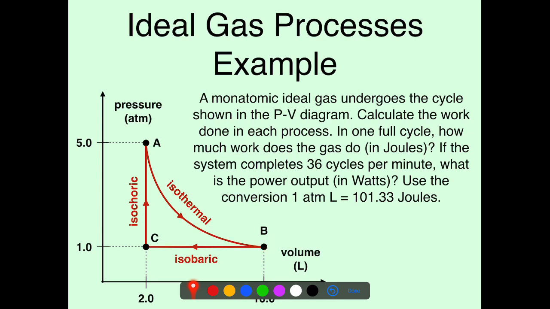Then what happens is we follow the curve to point C. This is isobaric because the pressure is staying the same. And then we're compressing the gas back to a smaller volume. Then we're keeping the volume constant, and we're increasing the pressure until we get back to point A. So that's a cycle, and we can just keep doing that cycle over and over again. And that's what it means to say the system completes 36 cycles every minute. So every minute, it just undergoes that cycle 36 times.